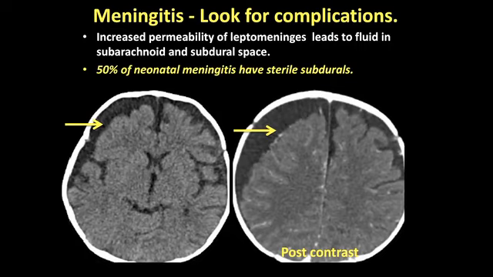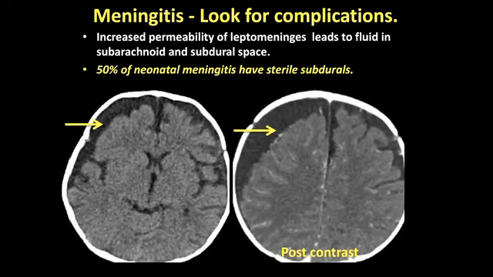And this is particularly common in neonates. 50% of neonates who have meningitis will have sterile subdurals or subdural hygromas. And often in these patients, it's quite difficult because they may have a persistent temperature. We do the CT and we don't know. You can see in this patient, we've got quite large subdurals, particularly on the right when compared to the left.